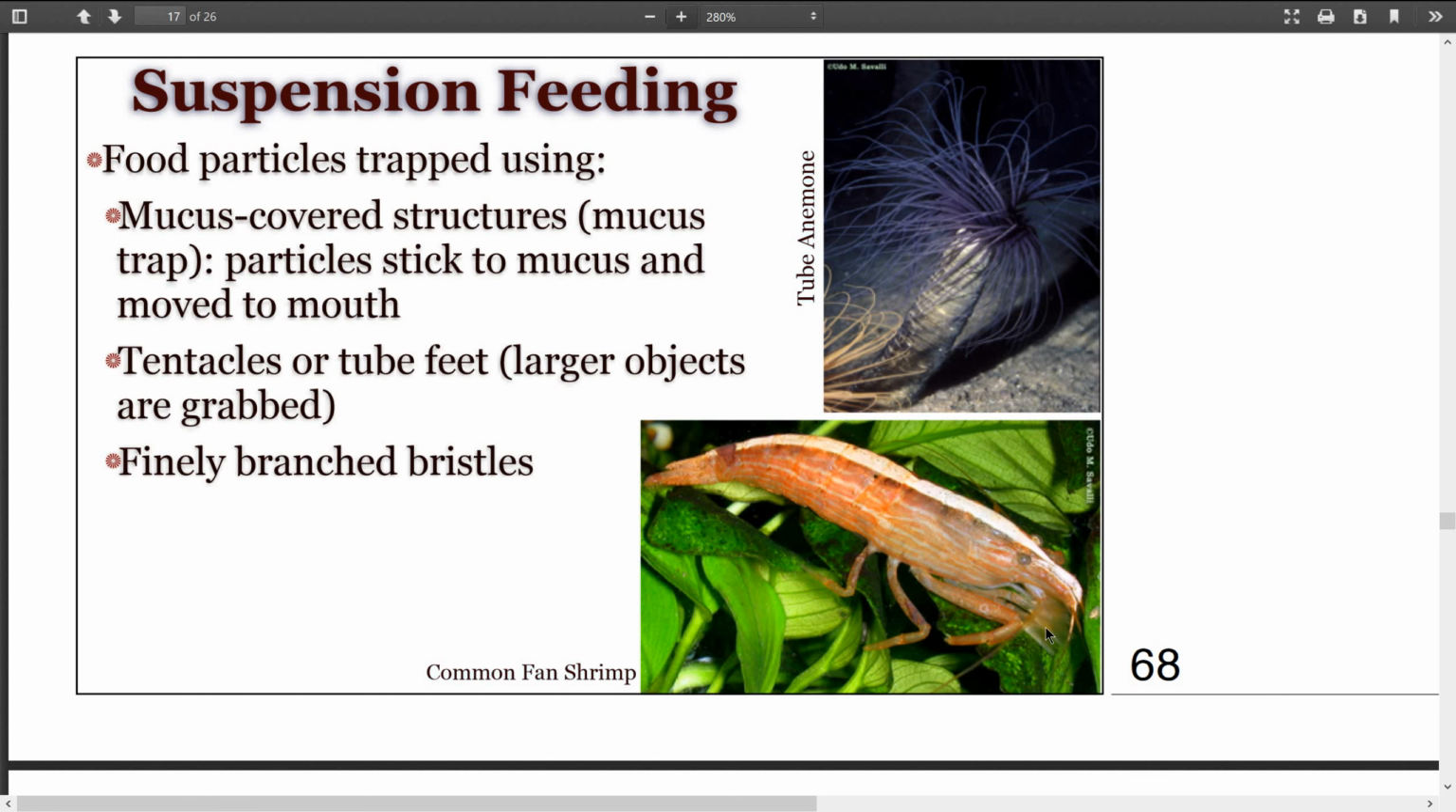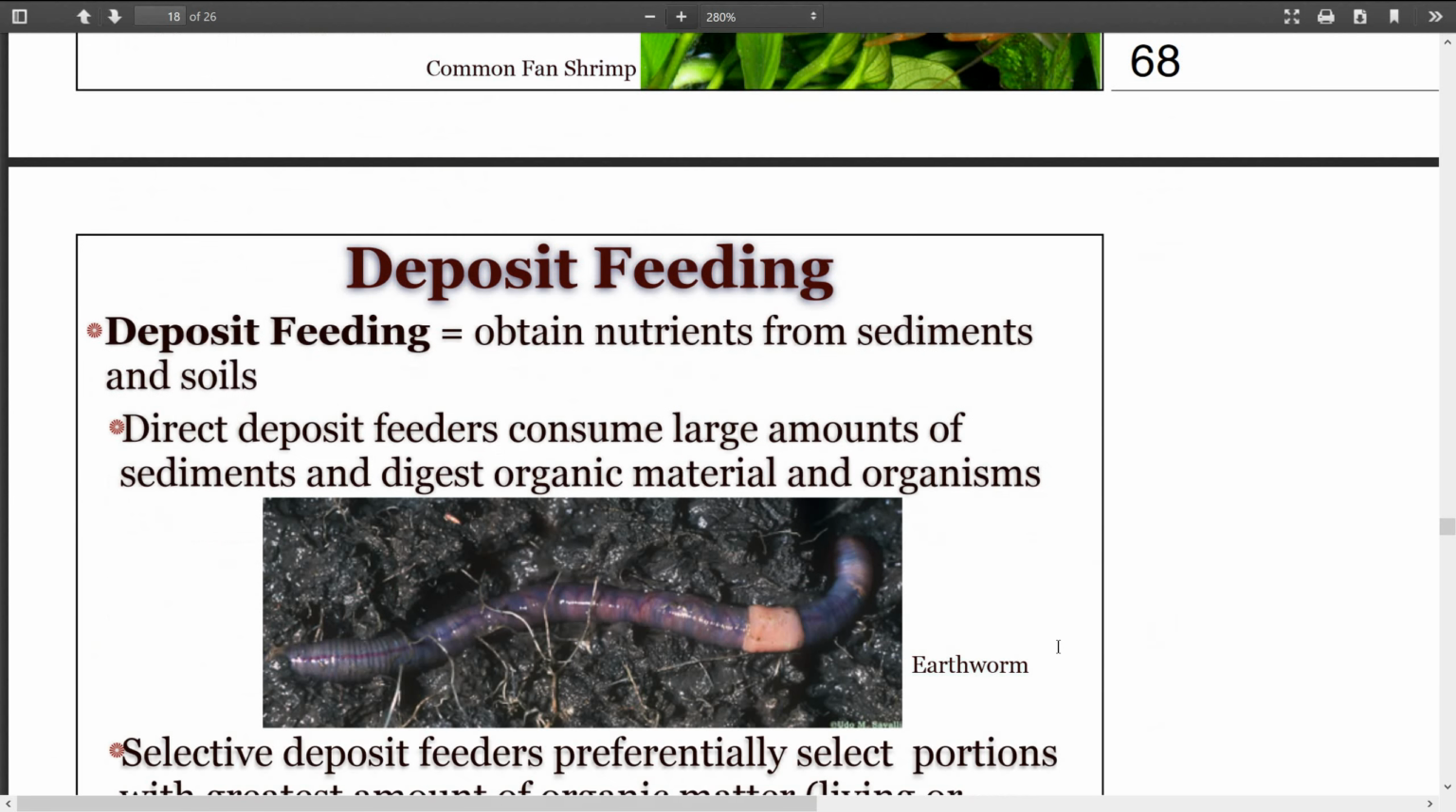That basically act to trap food particles, very fine bristles, or hairs along its legs that spread out to form this fan-shaped thing. And it just waves those through the water, trying to trap small algae and other kinds of food particles like that.